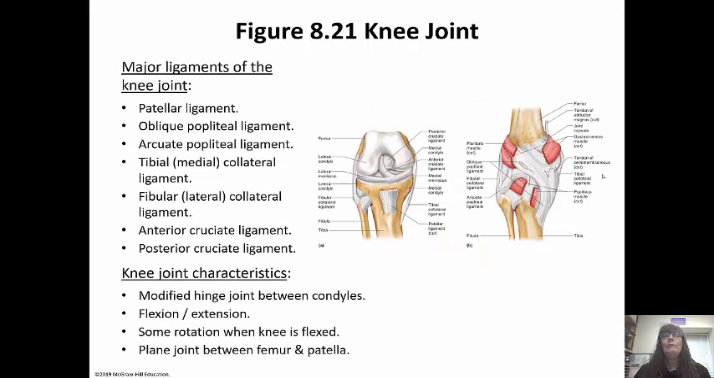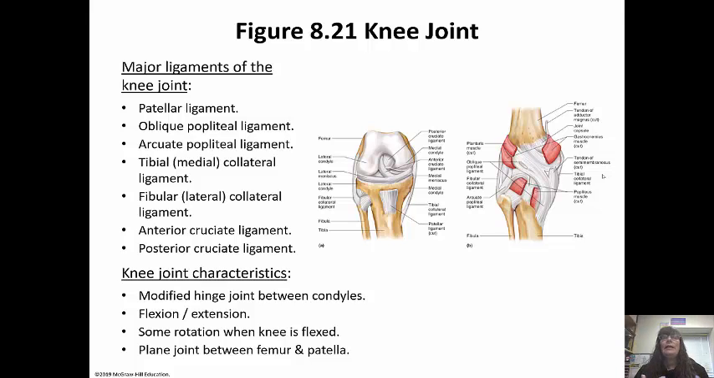There are a lot of major ligaments: the patellar ligament, the oblique and arcuate popliteal ligaments, the tibial and fibular collateral ligaments, and the anterior and posterior cruciate ligaments. The last four are probably the most common that we talk about, the tibial and fibular collateral ligaments and the anterior and posterior cruciate ligaments. We call them the 4 C's. So those are the ones that you probably want to familiarize yourself with.